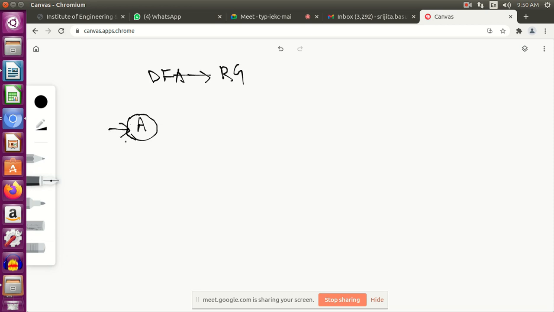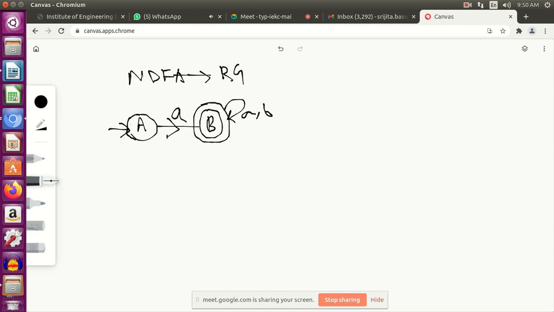So A is the initial state, and then we have a transition with small a. Then we have the state B, which is the final state, and we have a transition for a, b. So this is not a DFA, basically it's an NFA. So I'll just add an N over here. So, converting a DFA or an NFA to a regular grammar.